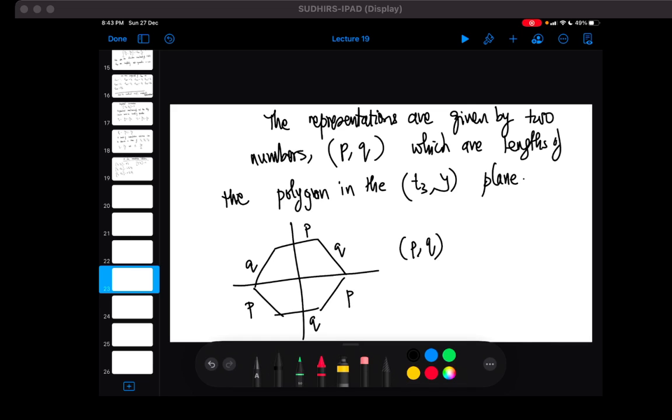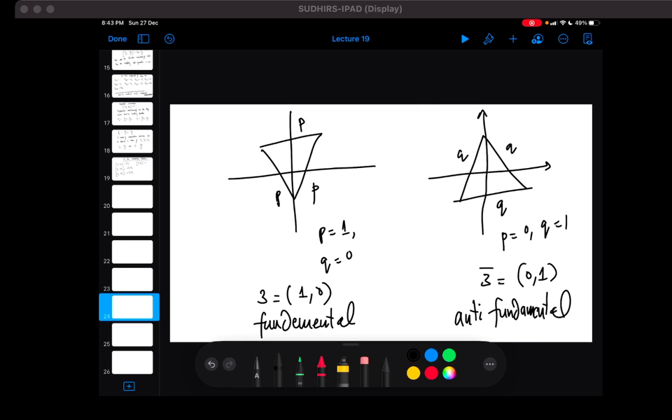The triangle is one in which p takes a value and q goes to 0, and the inverted triangle is when p goes to 0 and q goes to some value, whether it's 1, 2, 3 and so on. So when p is 1, that triangle is called the fundamental representation, which is the 3 representation, and when p is 0 and q is 1, it is the anti-fundamental representation, which is a triangle in this particular fashion.